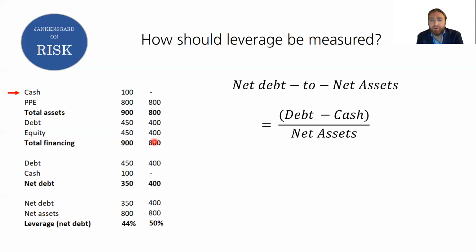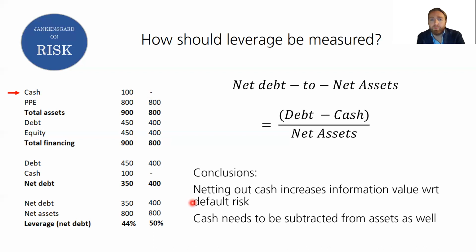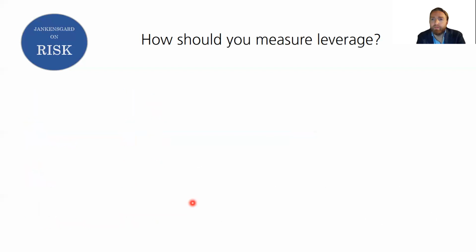So this measure of leverage signals higher risk in this firm. And this is in agreement with our intuitive assessment, right? We quickly realize that having no cash means more risk, right? So this definition seems to do a good job of telling us about that. So we're going to perhaps prefer that. The conclusion would be that netting out cash increases information value with respect to default risk. We need to remember to subtract cash from assets as well.